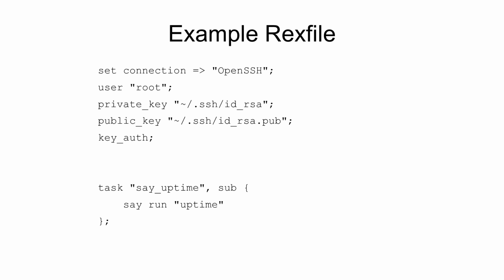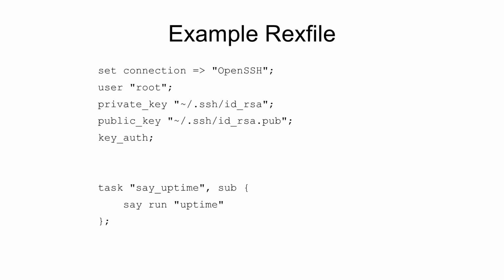The first 5 parameters there, like I say, are fairly generic. They just specify some configuration parameters. I'm using OpenSSH for the connection. I think that's actually the default now, but it wasn't when I first started using Rex. And then just some other stuff about how I'm going to authenticate. I'm going to connect as root and use a key with those private and public keys.